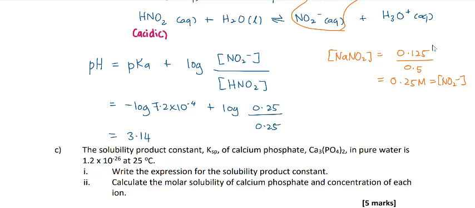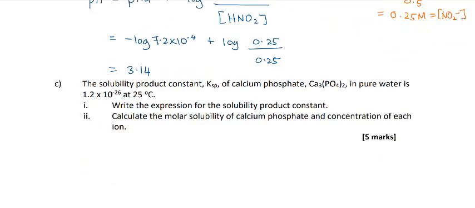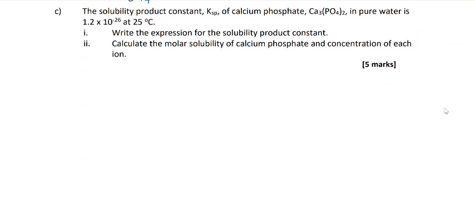Okay, so next, the solubility product constant, the KSP. KSP of calcium phosphate in pure water is 1.2 times 10 to the power of minus 26 at 25 degrees Celsius. Write the expression for the solubility product constant.